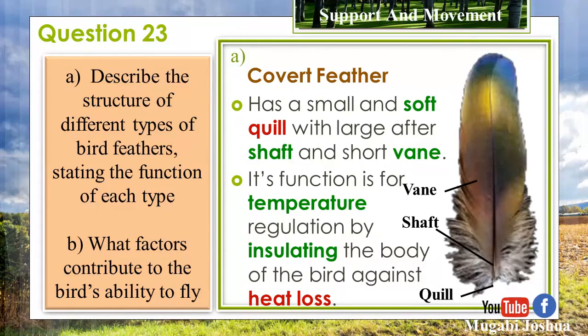Its function is temperature regulation, by insulating the body of the bird against heat loss. So that is the covert feather: a small and soft quill with a large aftershaft and a short vane.